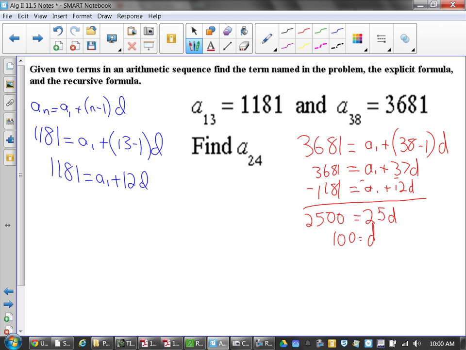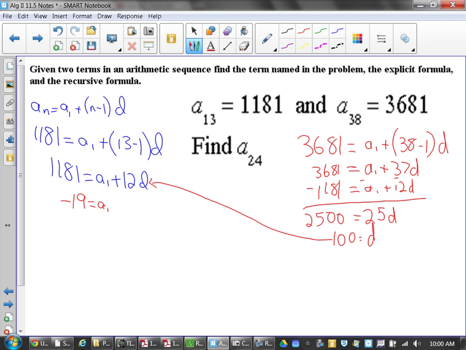Now, to solve for your first term, can I just substitute there? So that means that my first term is going to wind up being 1181 minus 1200. You get negative 19. So negative 19 gets me my first term. All we did there is we just solved a very simple system of equations. The numbers looked like they were going to be god-awful, but it worked out to be fairly clean. We okay on that?